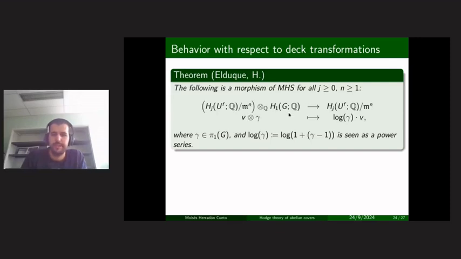Gamma is in H1 of G, but I'm thinking of it as a matrix, and a power of it minus 1 to the n is 0. So it's a unipotent matrix. It's a matrix with ones. The only eigenvalue is 1. So that's a logarithm which is nilpotent. Or this Taylor series, the log of 1 plus x evaluated at x equals gamma minus 1. So this seems very strange, but it's not.